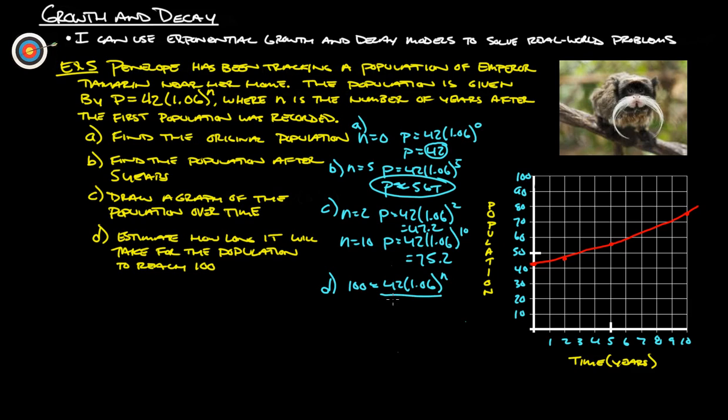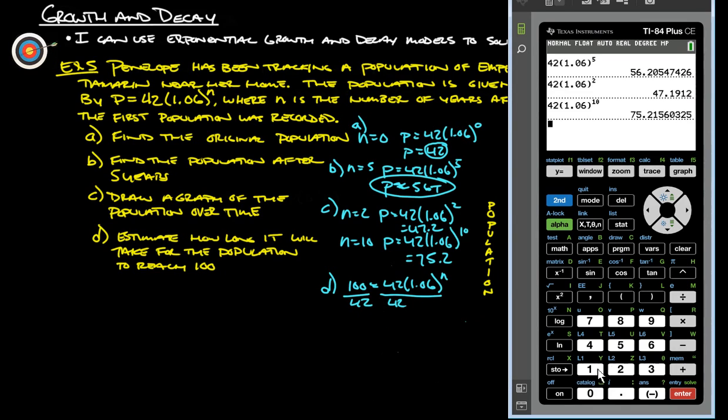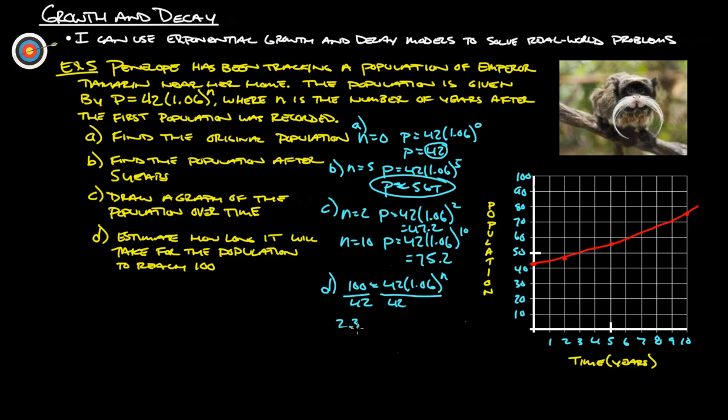To get n by itself, the first thing we have to do is divide both sides by 42. So we got 100, not 10, but 100 divided by 42. And that gives us 2.381 equals 1.06 to the n power. Now, whenever your variable is the exponent, what you want to do is just do good old logarithms.